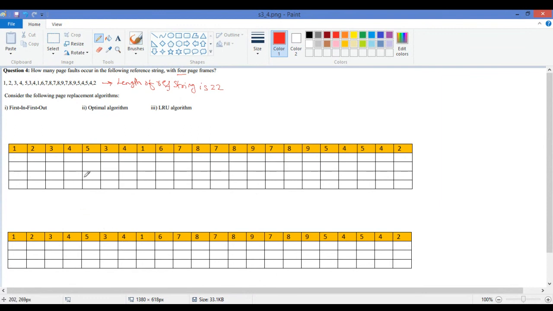Now let's first start with the first in first out algorithm. According to this algorithm, the page frame which has been there for the longest amount of time in the main memory is the candidate page for replacement. Initially all the page frames are empty. When page 1 comes, is 1 present here? It's not there, so it's a page fault. I'm marking it with a tick for page fault.